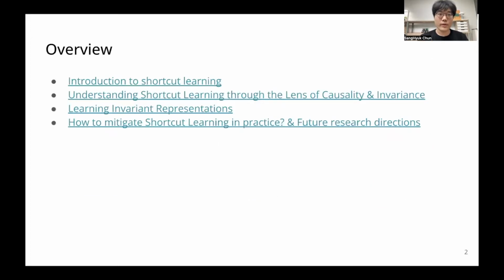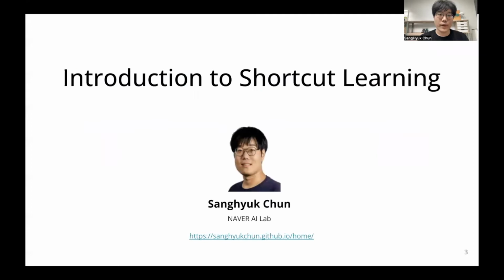Our tutorial consists of 4 parts: introduction to shortcut learning, understanding shortcut learning through the lens of causality and invariance, learning invariant representations, and how to mitigate shortcut learning in practice. You can find the detailed technical report for this tutorial on our homepage. Now I am going to start from the first part, introduction to shortcut learning.